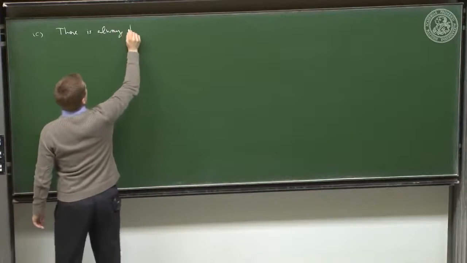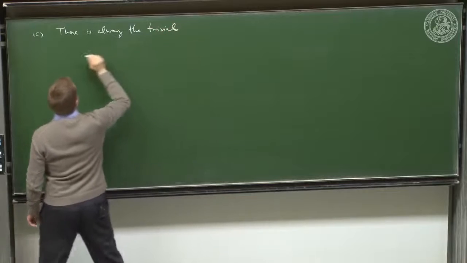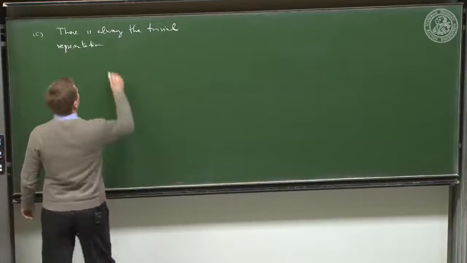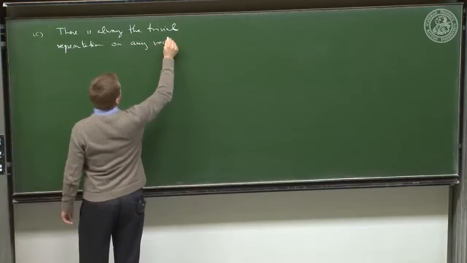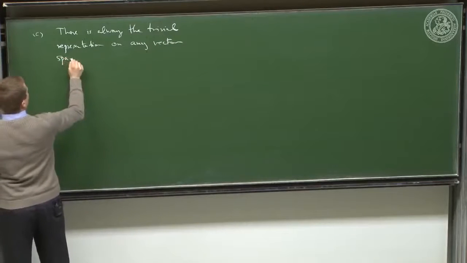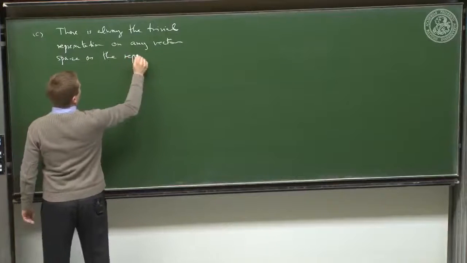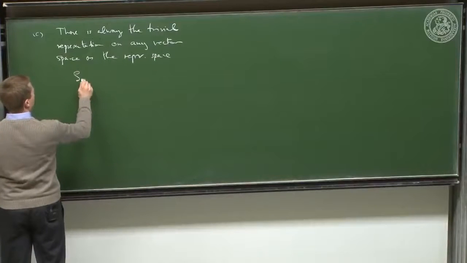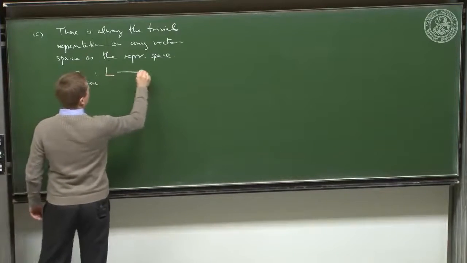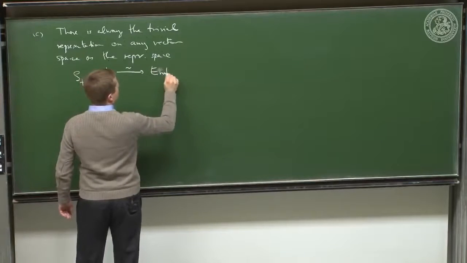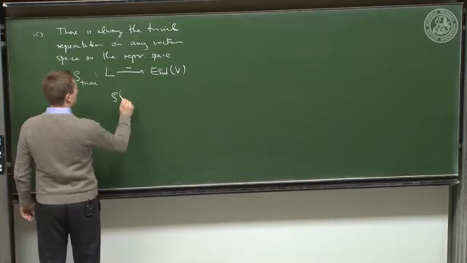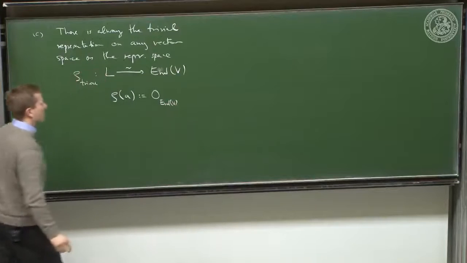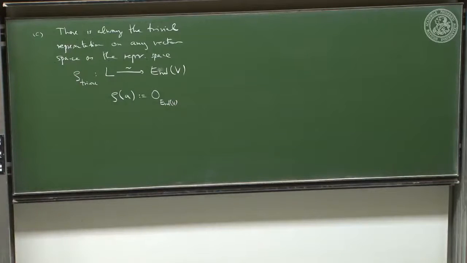there is always the trivial representation on any vector space as the representation space. If you have a Lie algebra, you can always give rho trivial that takes the algebra linearly into the endomorphisms over some vector space, but every element A is simply being mapped to the zero map on these endomorphisms, so the matrix with only zeros, if you wish.